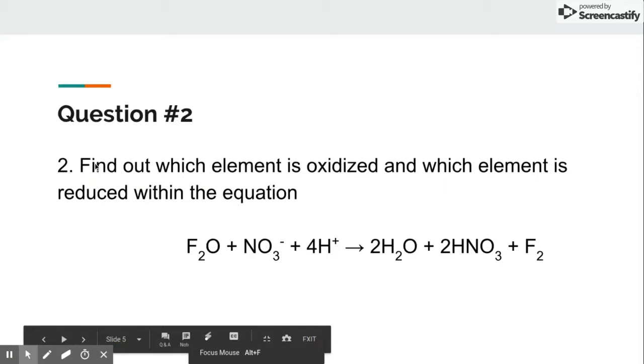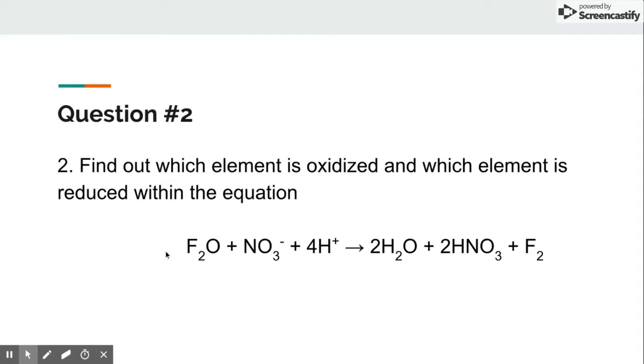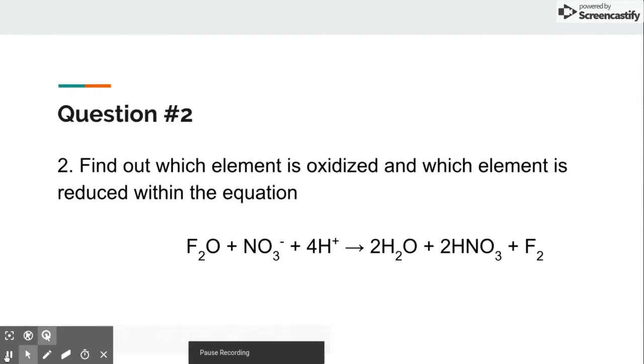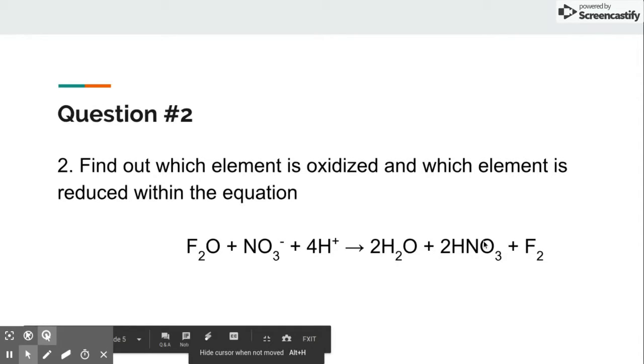Alright, so for the next question, we have the equation where difluorine monoxide is being paired with the nitrate polyatomic ion and 4 hydrogen ions to create 2 water molecules, 2 molecules of nitric acid, and a diatomic fluorine molecule.